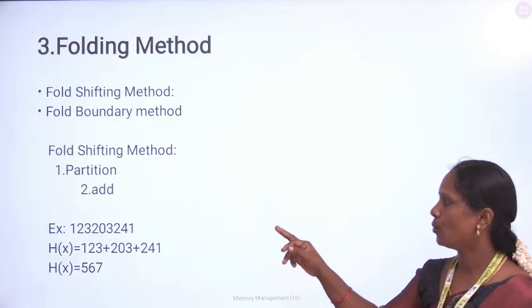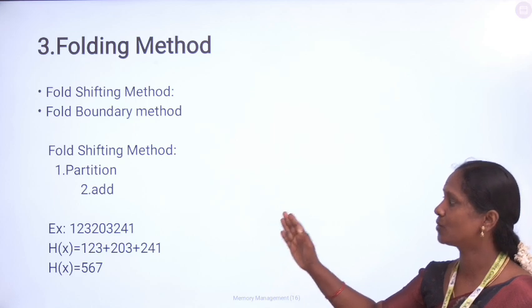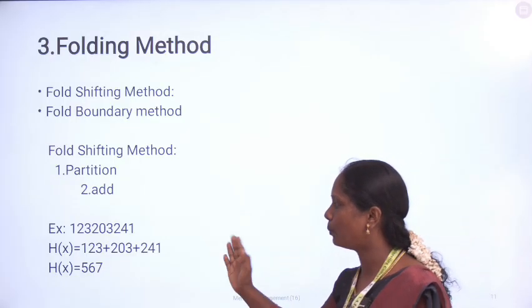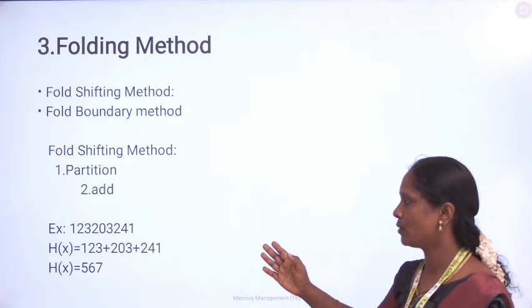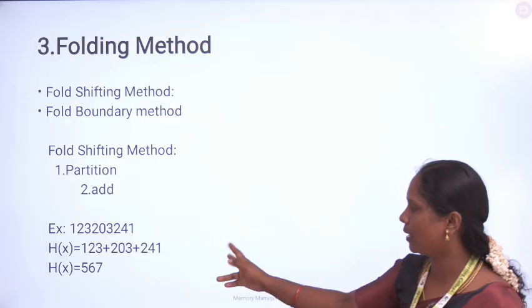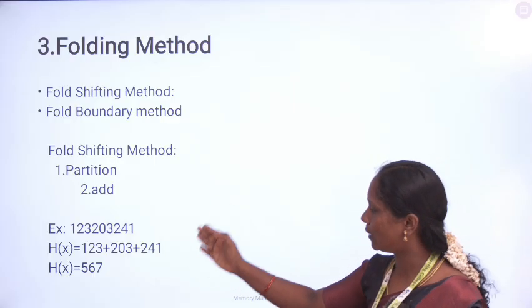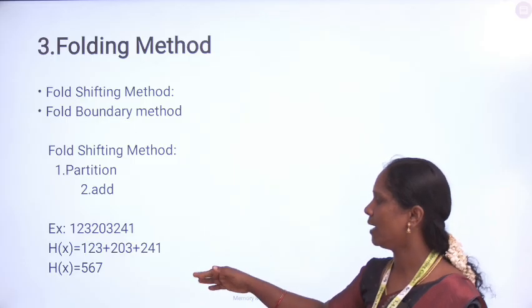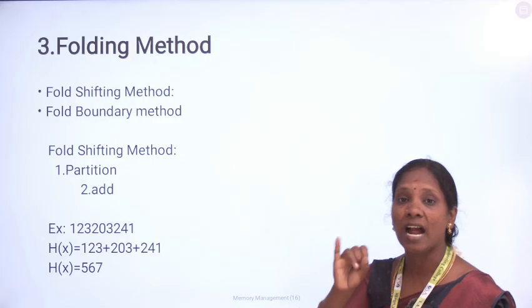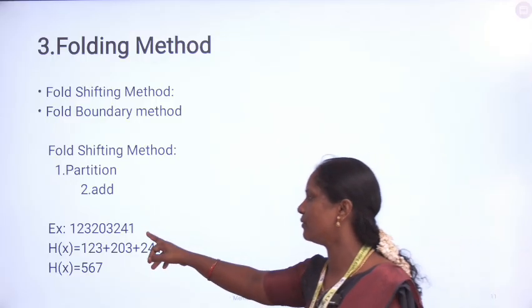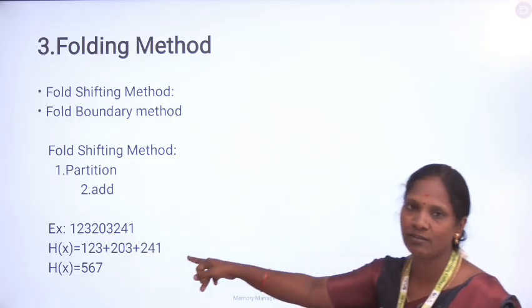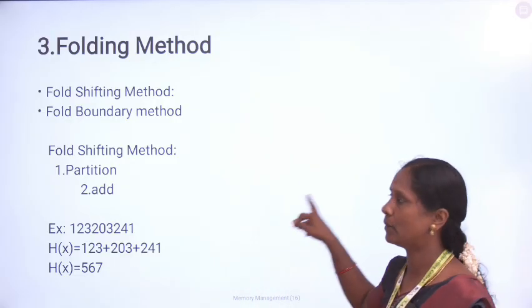Take an example: 1 2 3 2 0 3 2 4 1, our fold shifting value. Next, we find the partitions. Here we divide it into three partitions: 123, 203 and 241. First we partition, and after that we add the values. So 123 plus 203 plus 241 gives our final value, 567. This is the folding method.